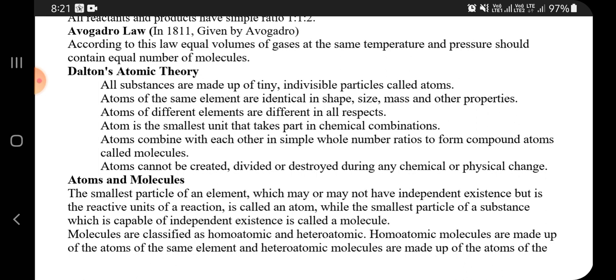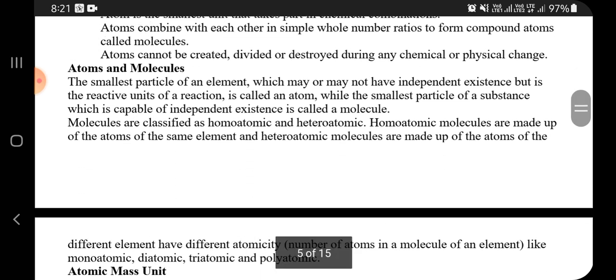Dalton's atomic theory. All substances are made up of tiny, indivisible particles called atoms. Atoms of the same element are identical in shape, size, mass, and other properties. Atoms of different elements are different in all respects. The atom is the smallest unit that takes part in chemical combination. Atoms combine with each other in simple whole number ratios to form compound atoms called molecules. Atoms cannot be created, divided, or destroyed during any chemical or physical change.